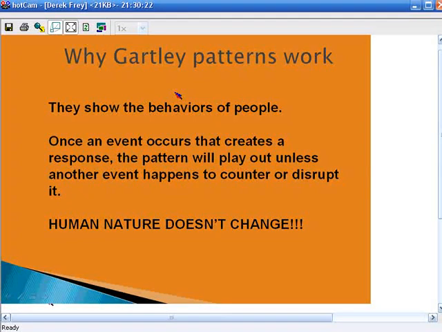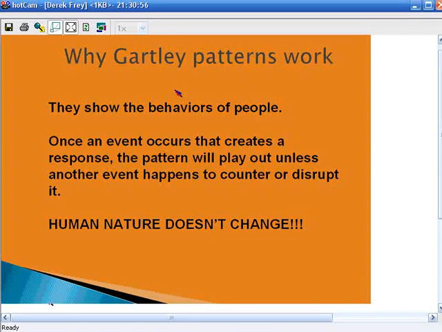So again, that's why Gartley's and any pattern really works. They show the behavior of people. Once an event occurs, it creates a response. This is basic Newtonian physics, which applies. Newton was a student of nature. I'm reading one of his biographies right now, and it's absolutely true. He's an absolute lover of nature. That's what his curiosity was. That's how he discovered everything that he discovered, by looking at nature. His curiosity of nature was voracious, basically.